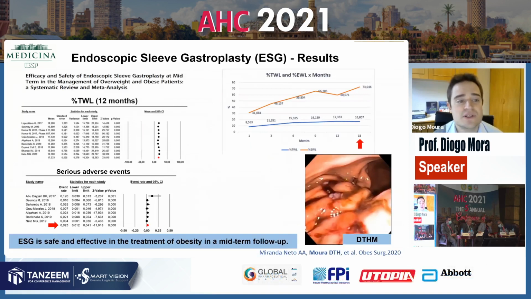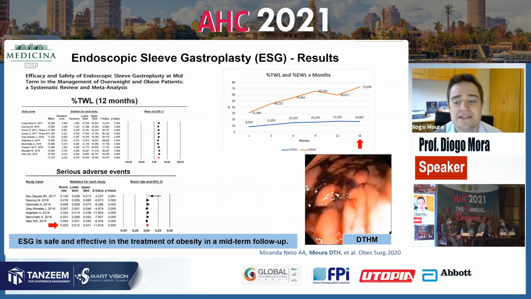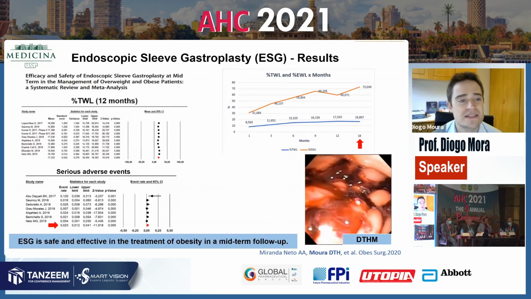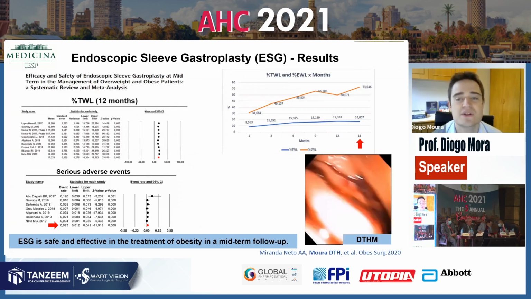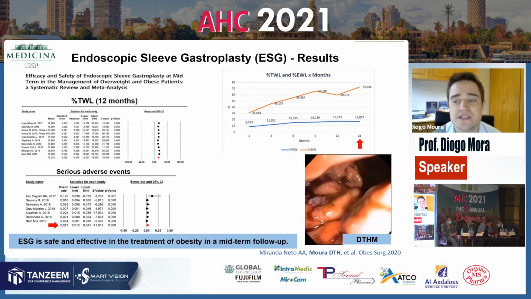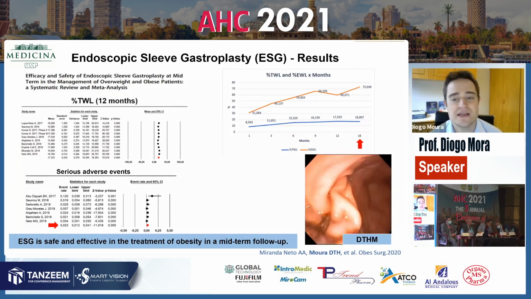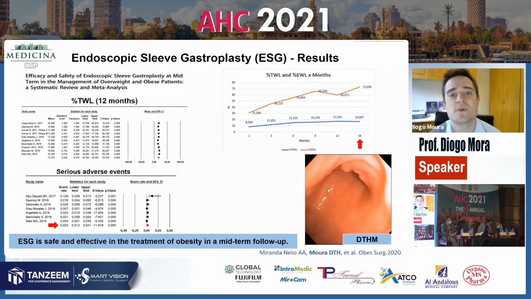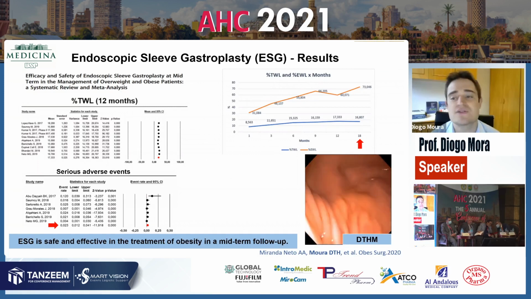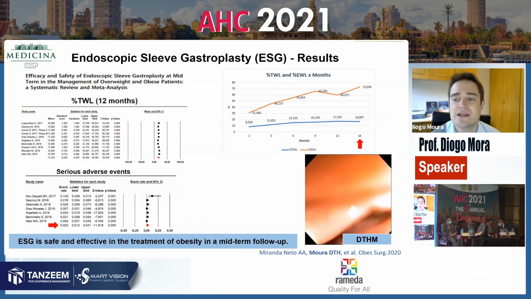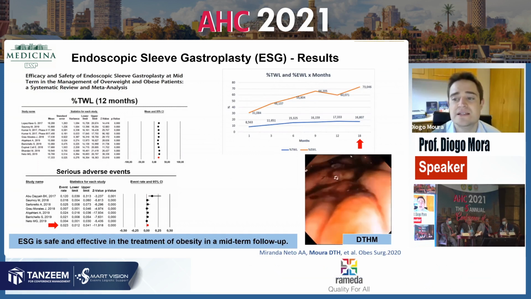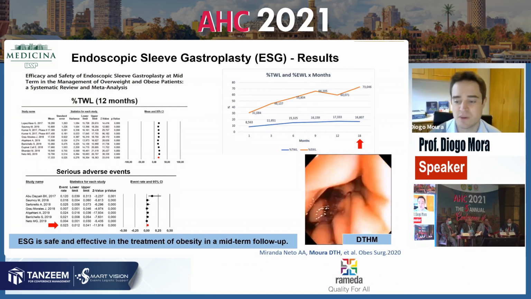So that's the mechanism of action of ESG. These are the results in this meta-analysis, also performed by our group. You can see several centers from different continents. It's a very reproducible procedure, so in all centers you have similar results. The mean total weight loss is 16% at 18 months follow-up.